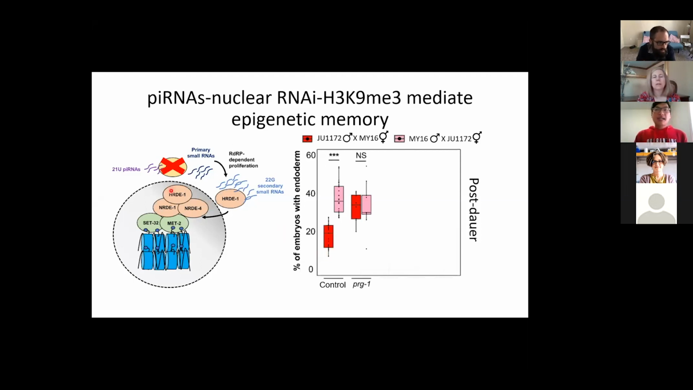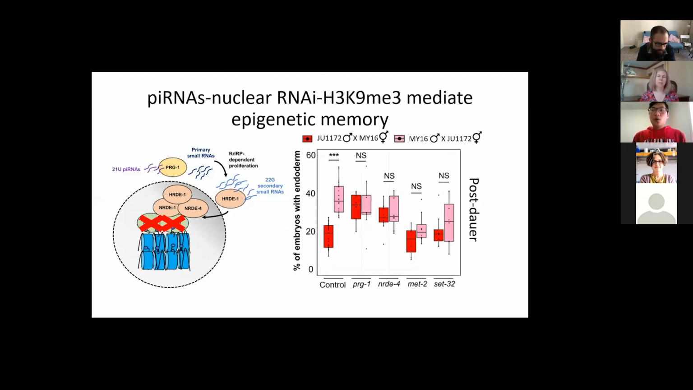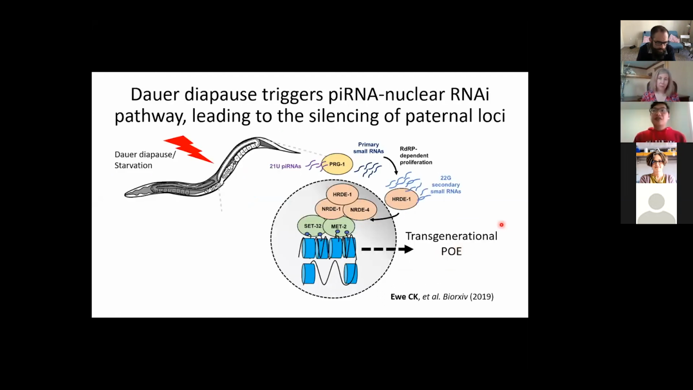However, disrupting piRNA synthesis erased POE, and the phenotype of the progeny from the two directions of the crosses are no longer different from each other. Likewise, disrupting the nuclear RNAi pathways or the H3K9 methyltransferases also erases POE. In conclusion, we found that starvation triggers a heritable epigenetic effect regulating gut specification through the piRNA and nuclear RNAi pathways, which may subsequently lead to repression of the paternal allele, leading to the non-reciprocal POE effect we observed.